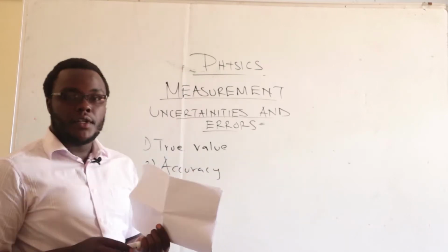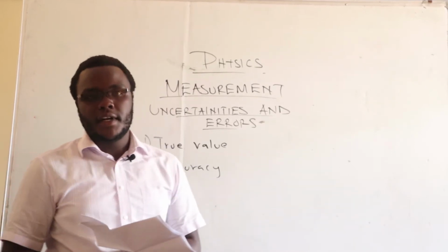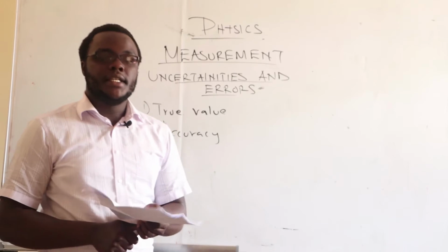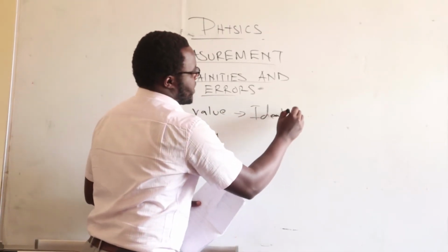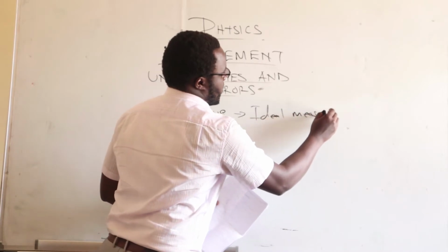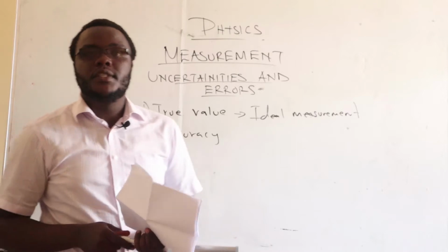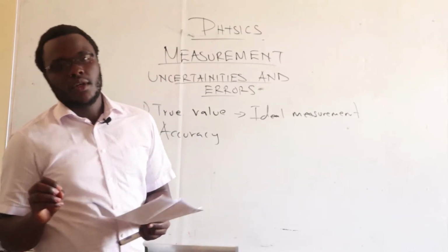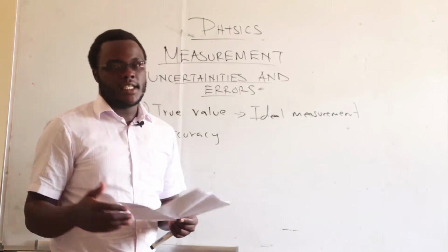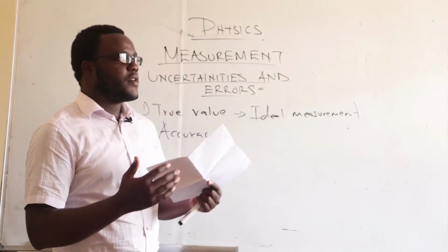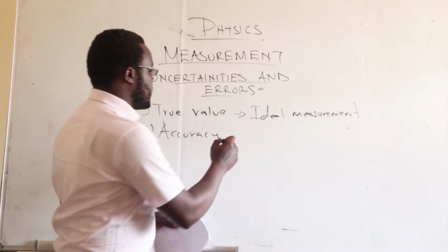When you talk of the true value, we are talking of the ideal value that can be gotten by ideal measurement. So this means that it is not possible to get an actual value due to the errors that are available. We might not get the real ideal. It is a sort of fictional value. However, we can get an accurate answer.